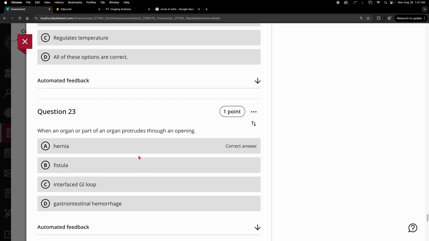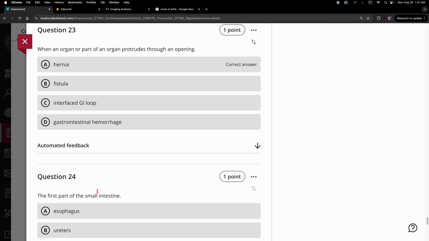23, when an organ or part of an organ protrudes through an opening, that'd be hernia. Fistula is an unnatural tract. GI hemorrhage is a thing. It's called a GI bleed, or blood vessel ruptures, or your internal bleeding. Interface GI loop, another thing. I think I mushed these together.